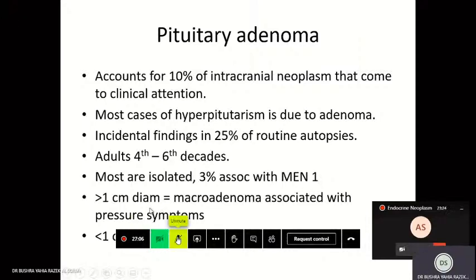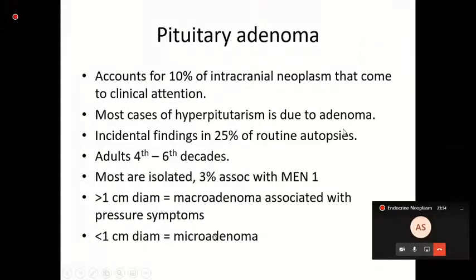Okay. If more than 1 cm in diameter, we call it macroadenoma, and it is associated with pressure syndrome. If less than 1 cm, we call it microadenoma. Most microadenomas are functioning.